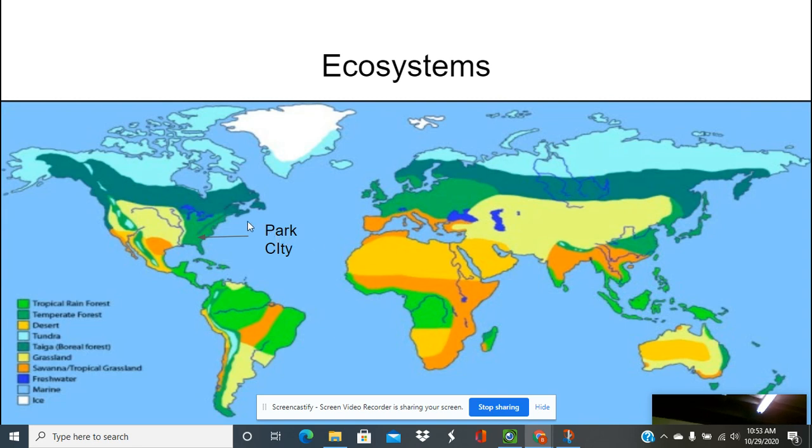So we live in Park City. If you look at this, it's the temperate forest. Now, you're also going to hear this called the deciduous forest. So I'm going to refer to it as deciduous forest. So you can see that Park City is in a deciduous forest ecosystem. We'll learn more about what that means.